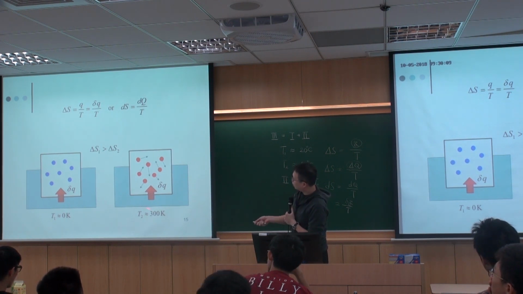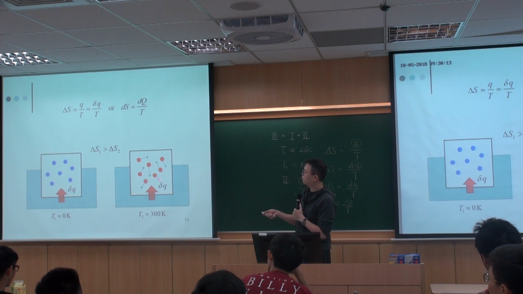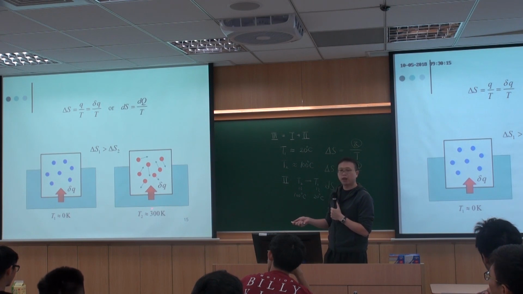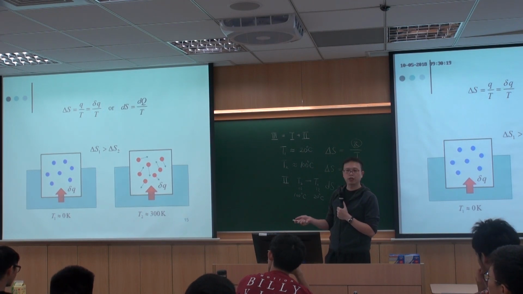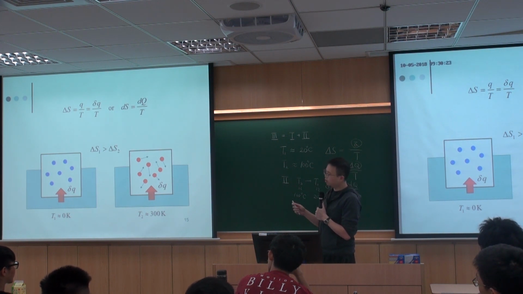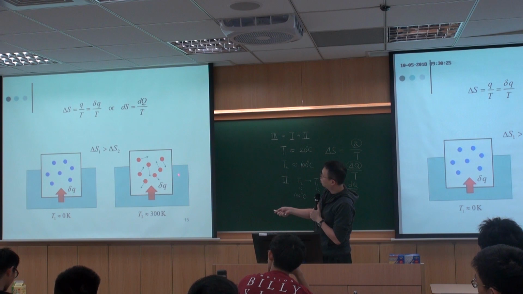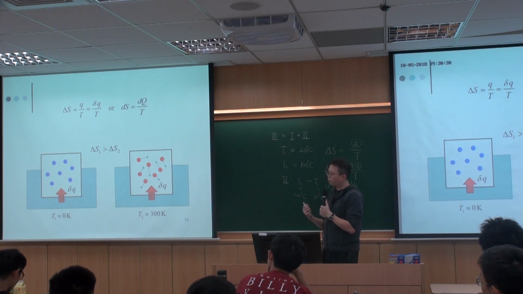And on the right-hand side, you have a different system. Well, I'll say it's the same particle system, but under a different temperature. So the heat reservoir here is capped at 300 Kelvin. So the temperature is higher, and we know that because the temperature is higher, the particles inside are moving around more rapidly, and you have more random actions.